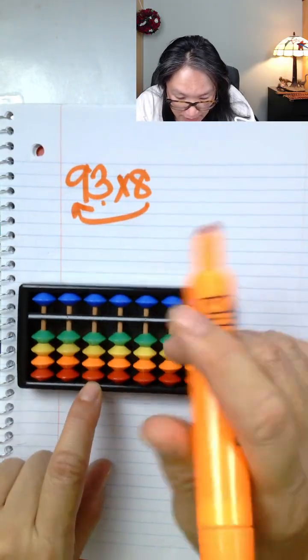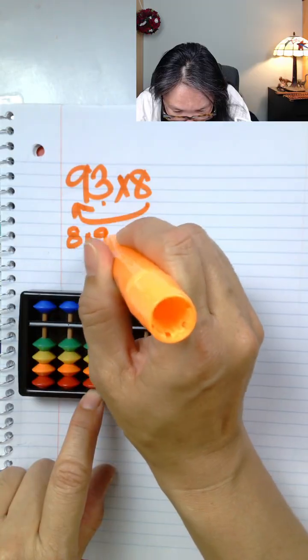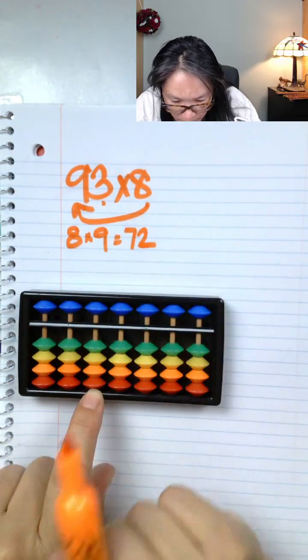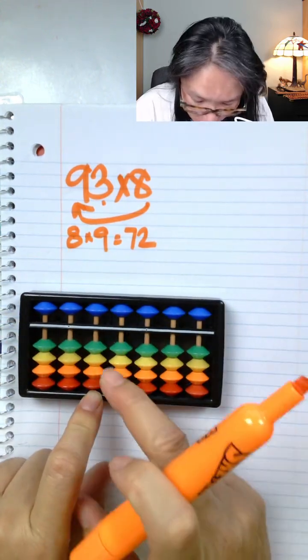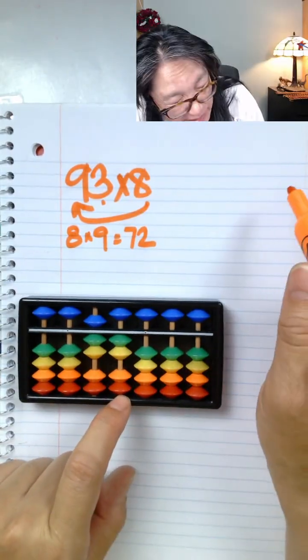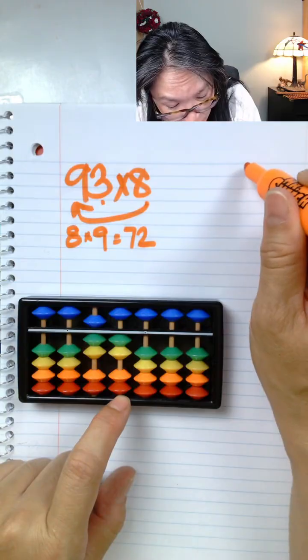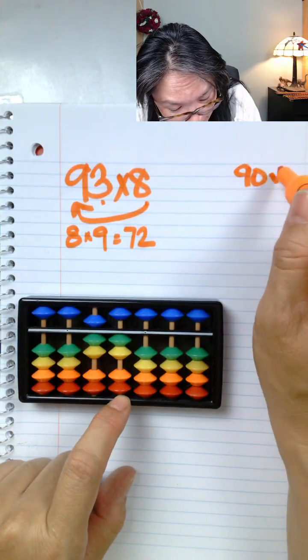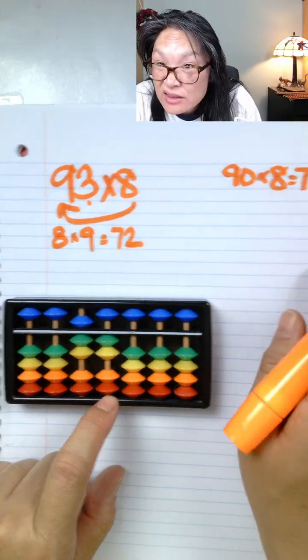So what we do is we need to do this 9 times 8. Now, if you notice, 9 times 8 is 72. But on the abacus, we just need to do our multiplication fact. Multiplication fact is 72. Mainstream, new math, what is it? New math, they do 90 times 8. And then they tell you it's 720.